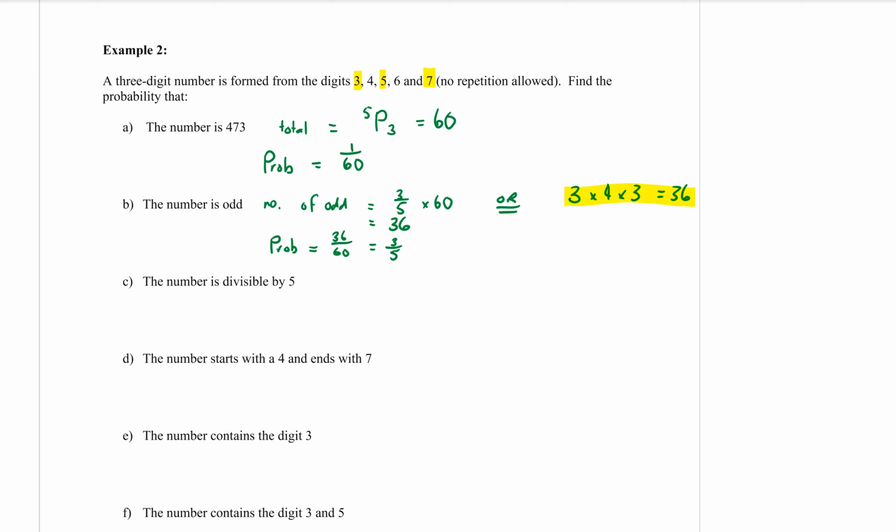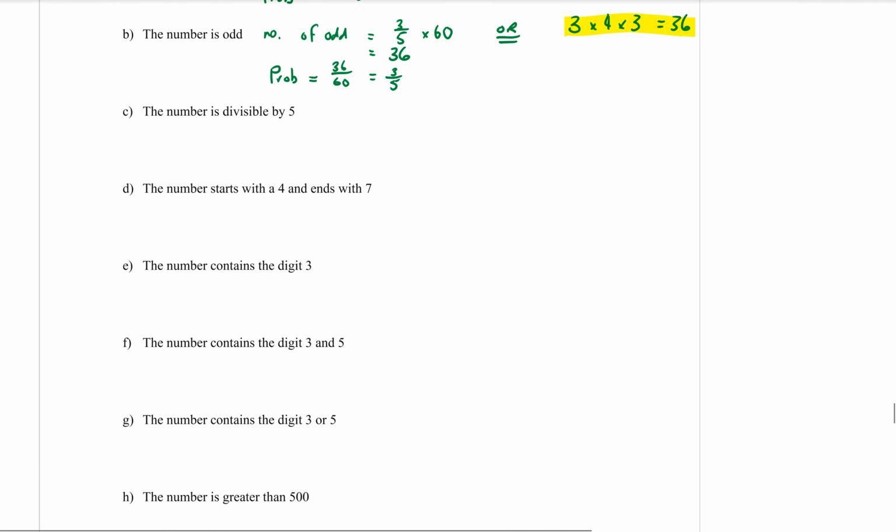All right, part C. The number is divisible by 5. This one's actually similar. There's two choices of the ways that you could do this. You could do my number of odd there with my 3/5. Instead, I could do 1/5 because I have one number in there that is divisible by 5. The digit would have to end with a 5, wouldn't it? So 1/5, which is going to be the answer, but let's just keep with our counting the number of ways part. 1/5 of 60 is going to be 12, which means our probability is 12 over 60, which obviously is also 1/5.